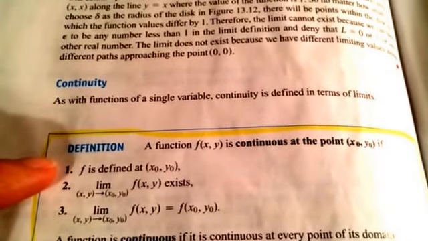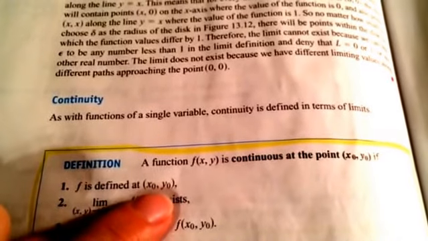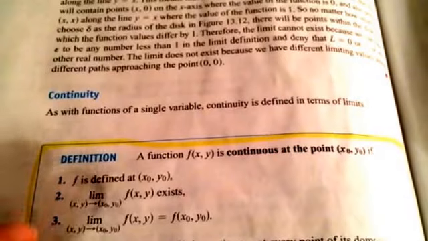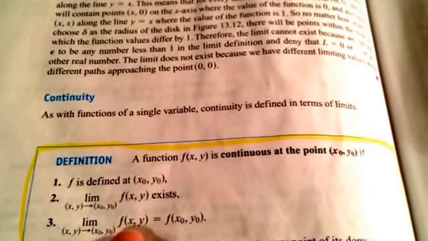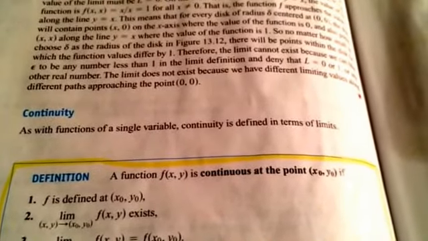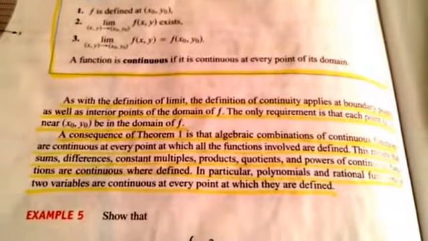So the function has to be defined. Instead of being defined at some x value, it has to be defined at some ordered pair. The limit has to exist, and the limit value and the function value have to be the same thing. Those are the three conditions that have to be met for a function to be continuous. They have a little more information about that right above Example 5 on page 698.